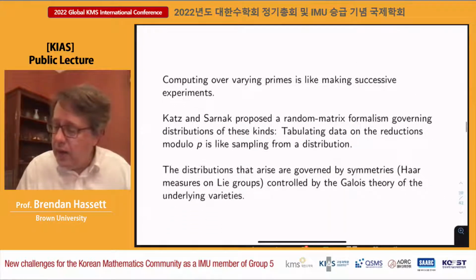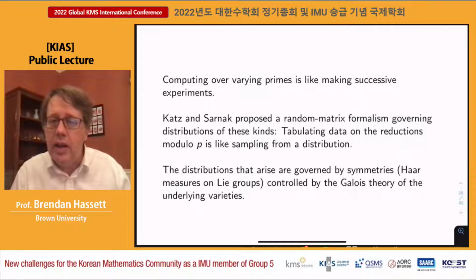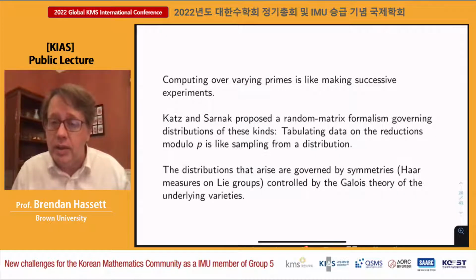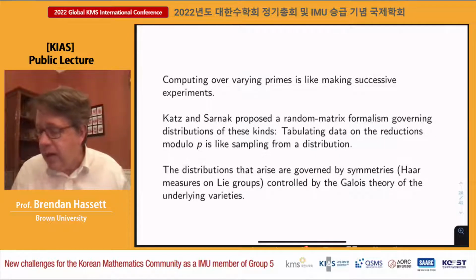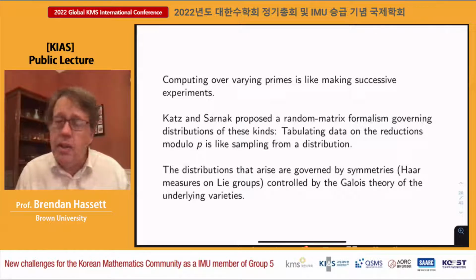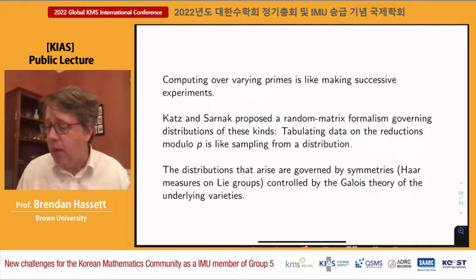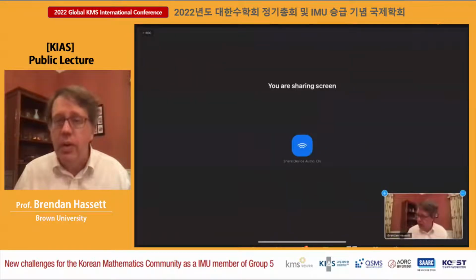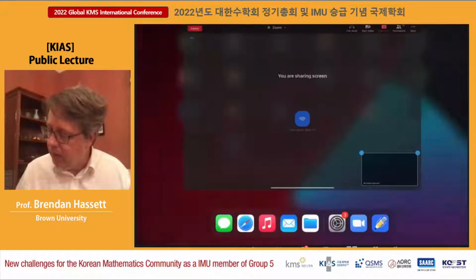And so Nick Katz and Peter Sarnak had a really nice way of thinking about this in terms of essentially sampling of a distribution that comes from understanding random matrices. Tabulating data on these reductions is like sampling from a distribution. Of course, we mathematicians don't do experiments. We don't have samples. We don't have random numbers and predictions. But in some sense, the process of computing at a prime is for us as mathematicians equivalent to making an experimental observation. Sorry. Let me just go back.